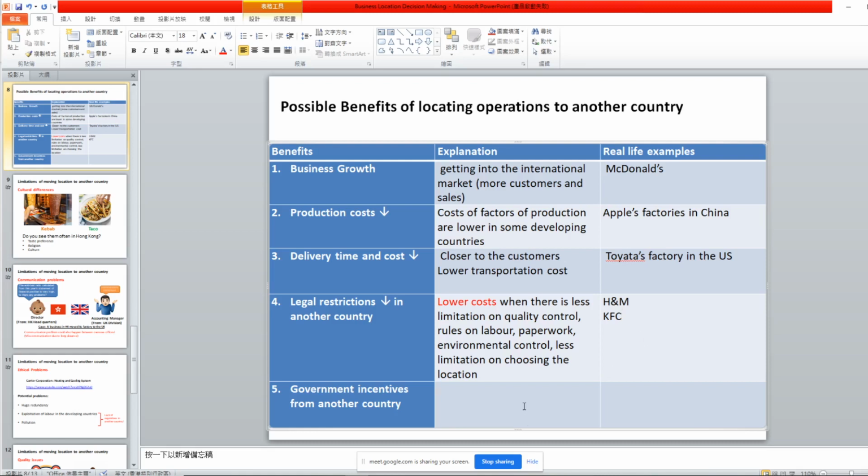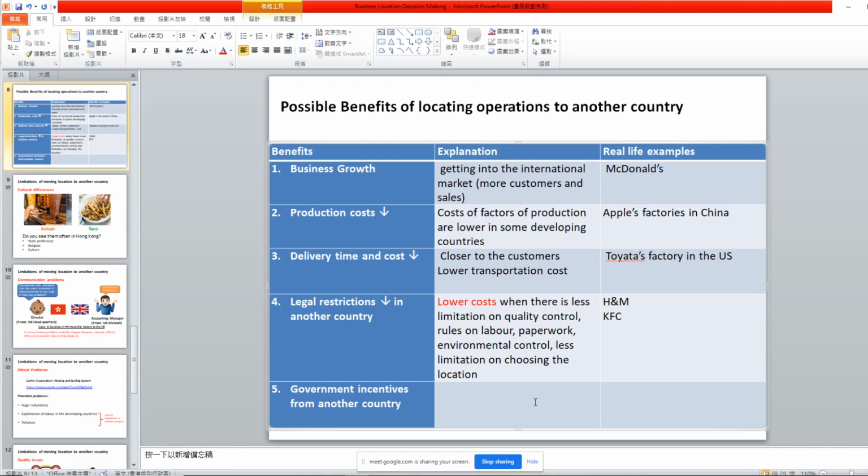And the last one here, government incentives from another country. So why is there a benefit? Free loans, interest, and other benefits. That's good. They are attracting businesses to locate in their country, and that's why they have incentives for the MNCs. So to the businesses, of course, there are lower costs. That is completely correct.